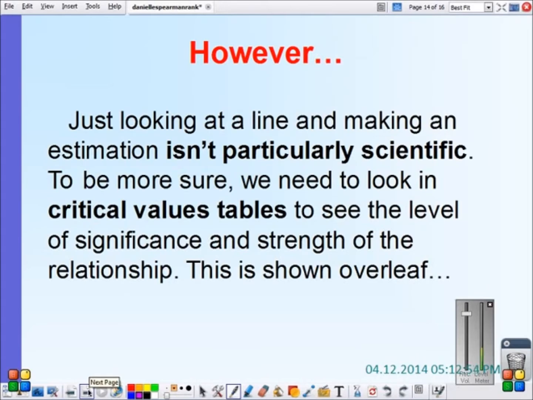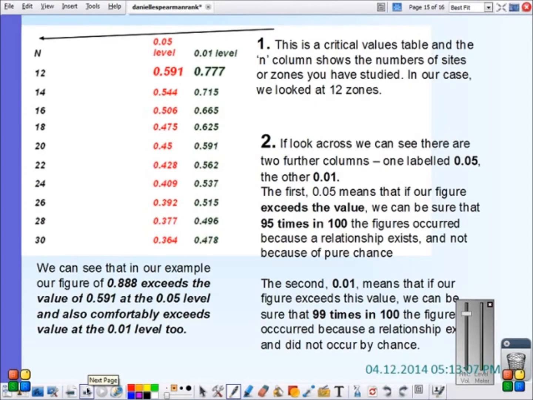However, just looking at a figure and making an estimation isn't particularly scientific. To be more sure, we need to look in a critical values table to see the level of significance and strength of the relationship. This is a shown overlay. This is a critical values table, and the N column shows you the number of sites or zones you have studied. In our case, we looked at 12 zones.